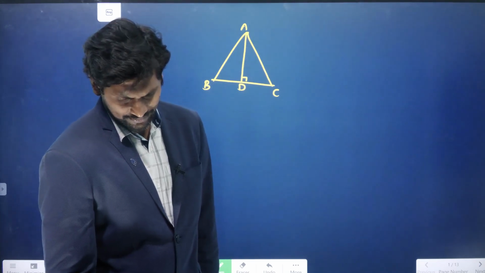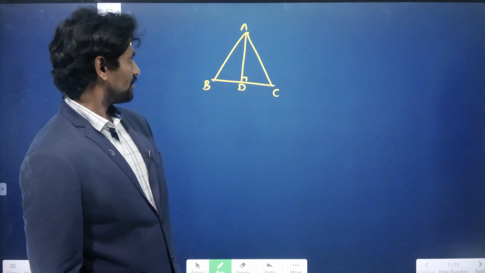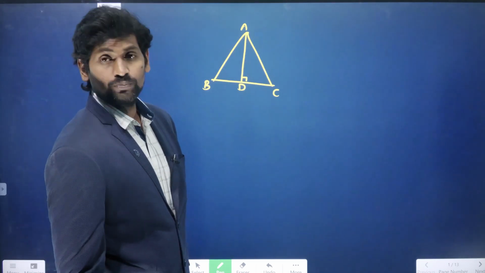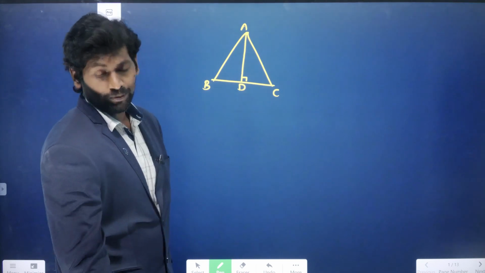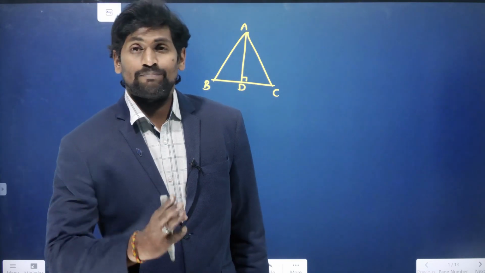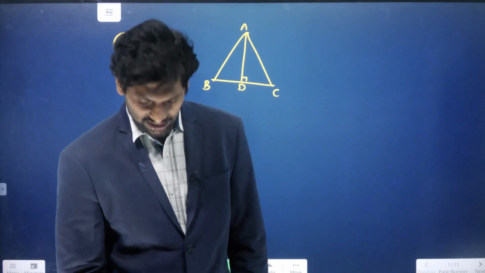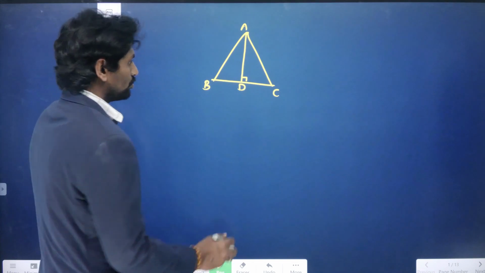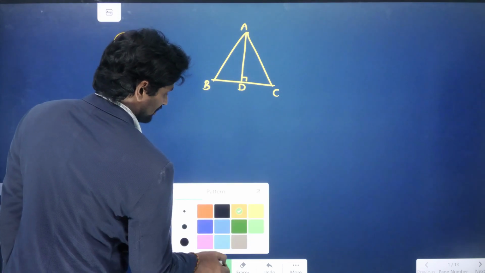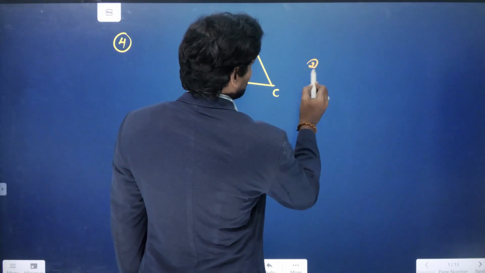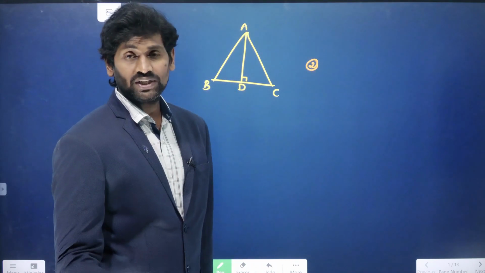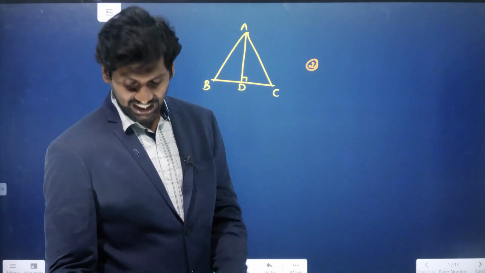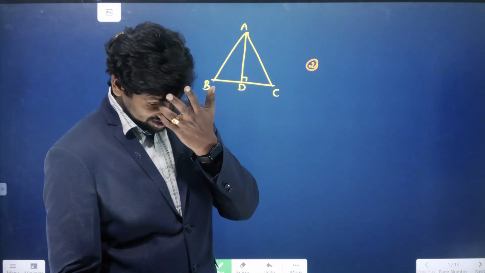So let us see this. The options are: AC square equals AB square plus BC square plus 2BC BD. That is possible only when angle B is obtuse. So let us see the second option. The first option we just neglect, because we know that it is possible only when the triangle is an obtuse angle triangle.